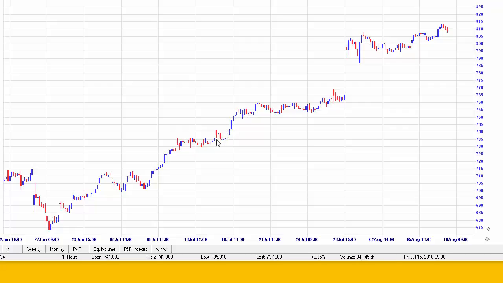So we get into this micro swing move, and we look to ride such a move and get out over here somewhere and just take the money and run. We're not interested in sitting through this whole trade. We're not interested in sitting through the premium decay on the shorter term weekly options that we're looking to trade.